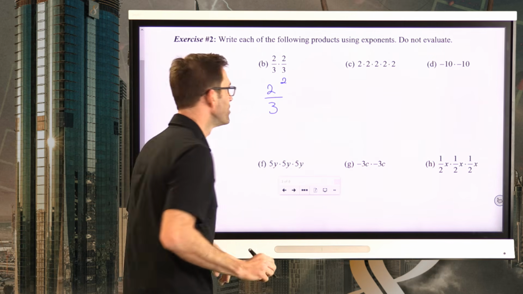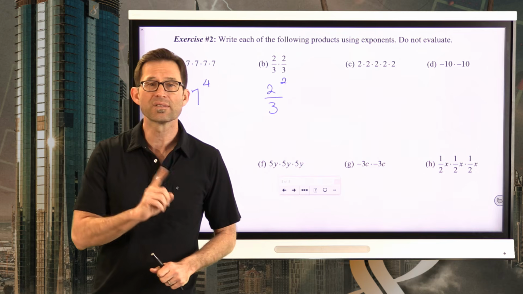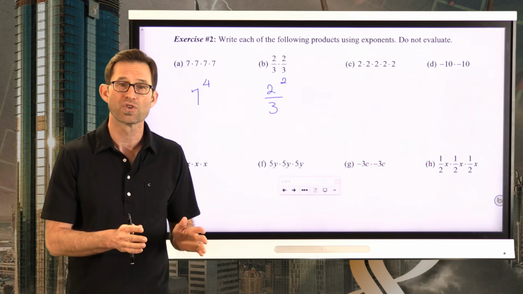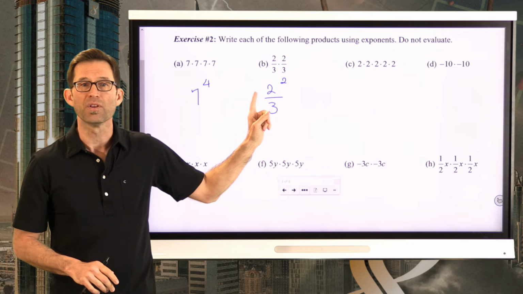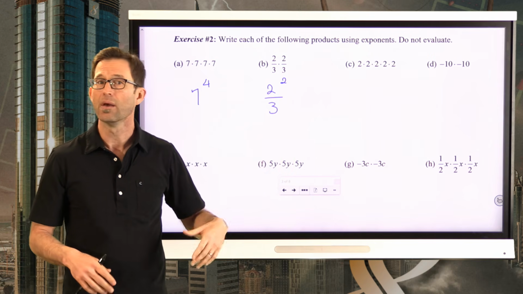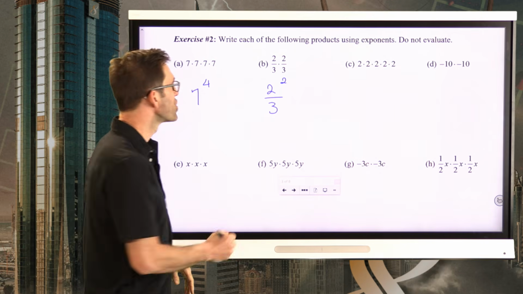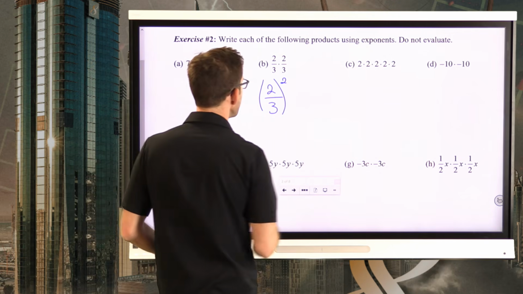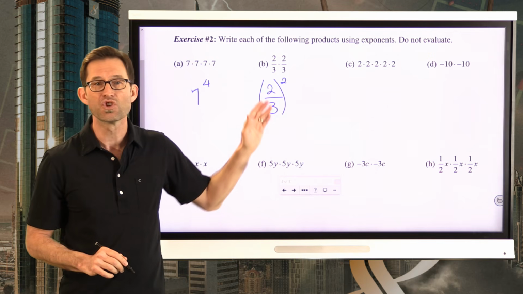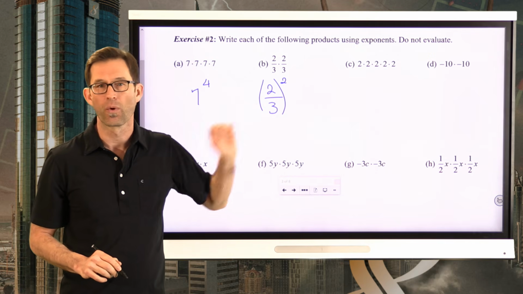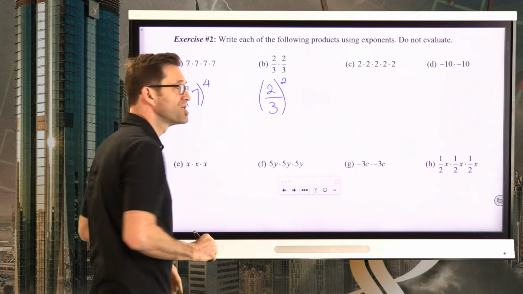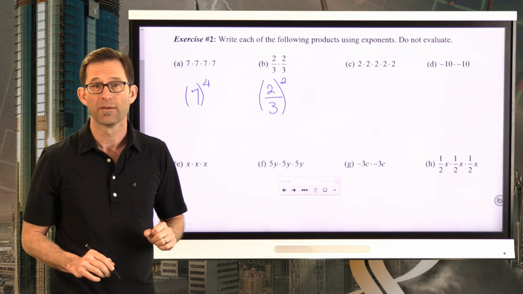2/3 squared. But again, this all gets into order of operations. In order of operations, exponents come before division. So technically speaking, this would be 2 to the 2nd all divided by 3, and the 3 wouldn't be getting squared at all. So really, for this one, I absolutely positively need to put parentheses around that 2/3, because that division has to occur before the squaring. Now, if you want to be safe, you could always put the parentheses here as well, but they're not needed, okay?